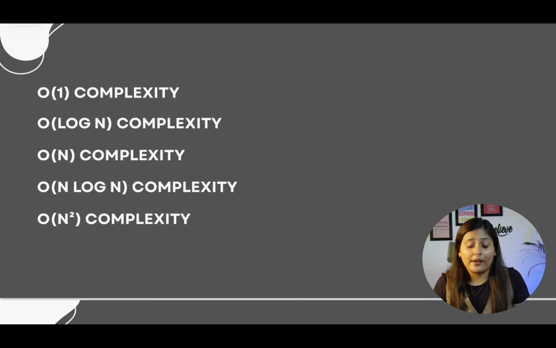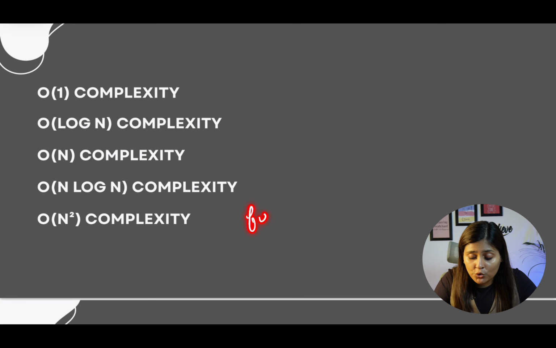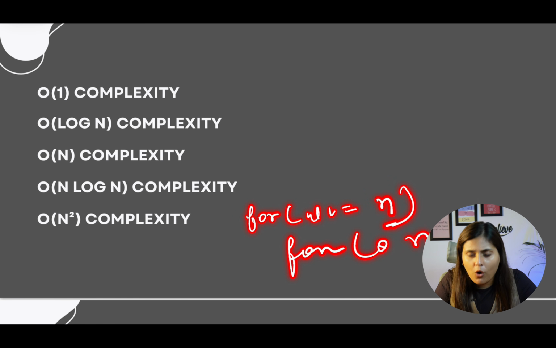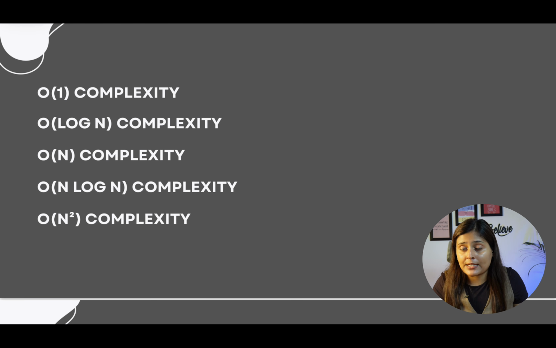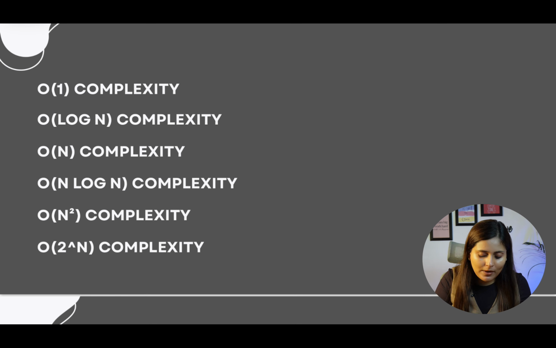Now what about n square? When you can see two nested for loops where i is running from 0 to n, and j is also running from 0 to n, or from i to n, you can think of O of n square time complexity. Algorithms like bubble sort and selection sort take O of n square time complexity. Now what about 2 power n?